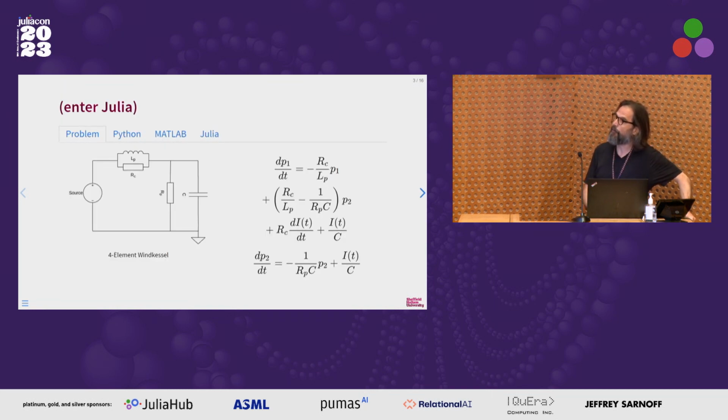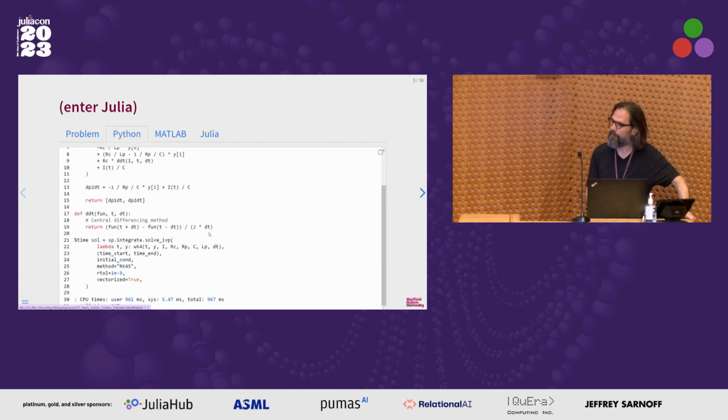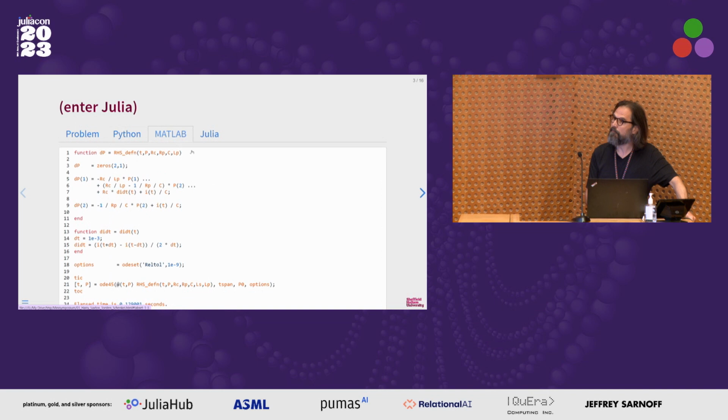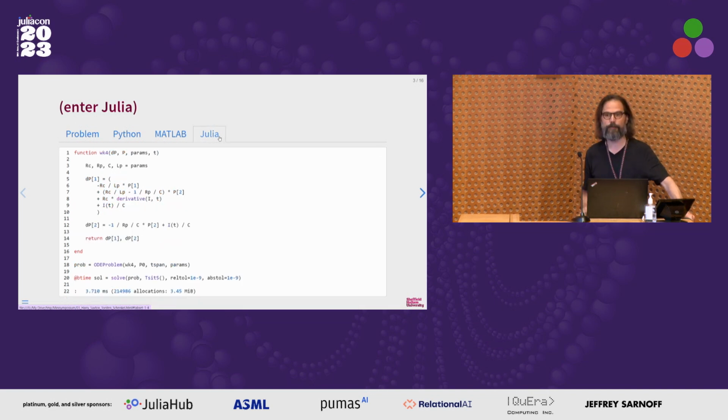For a simple 4-element Windkessel model, I can hand derive these equations. And then I can implement that in Python. I don't want to go through the code. I just rolled to the end to the CPU times, 961 milliseconds for a single run for 20 cycles on this. In MATLAB, the code looks just the same, with hand-derived equations. That's about 120, 130 milliseconds now. And in Julia, well, everybody knows this, we're down to 3.7 milliseconds now. And the code looks much nicer in my view. But that's not the main issue.